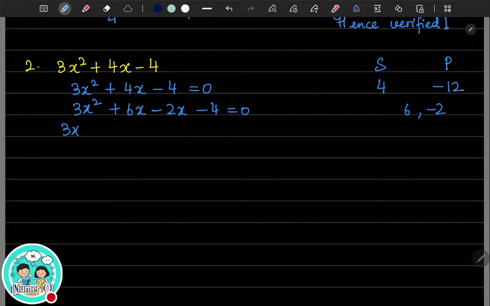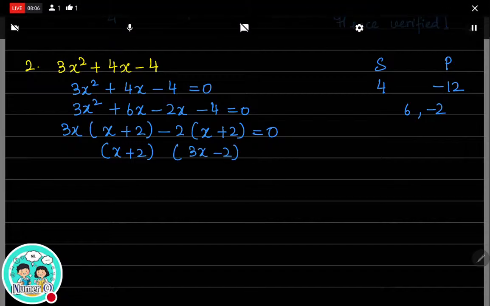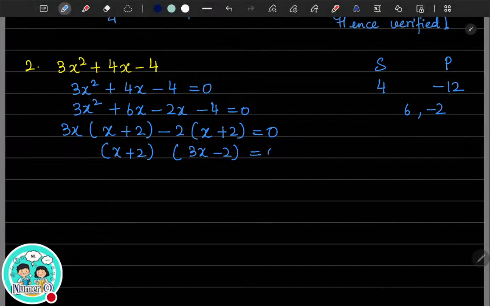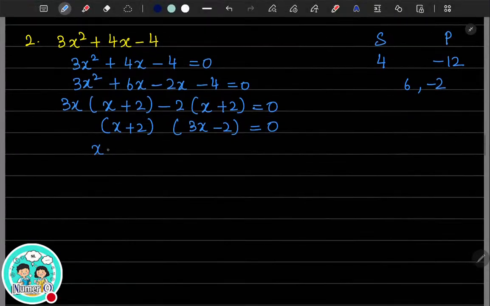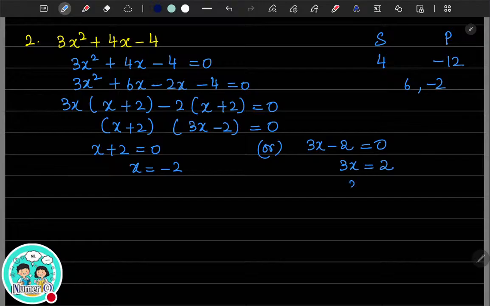Right? Take 3x common out. So you have x plus 2, minus 2 common out, again x plus 2 equal to 0. So x plus 2 is common among the two terms. The other term is 3x minus 2 is equal to 0. So what are the zeros here? Either x plus 2 is equal to 0, which means x is equal to minus 2, or you have got 3x minus 2 equal to 0, which means 3x is equal to 2, or x is equal to 2 by 3. So these are the zeros.